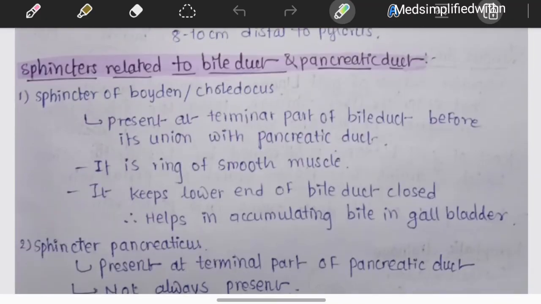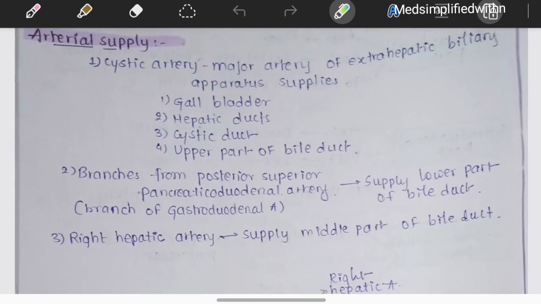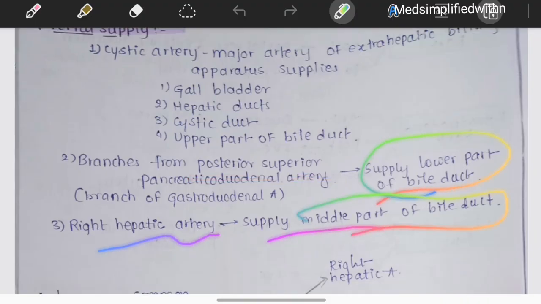Let's see about the arterial supply of the extrahepatic biliary apparatus. The cystic artery branches from the posterior superior pancreatico-duodenal artery, that is a branch of the gastroduodenal artery, and the right hepatic artery. These three arteries supply the gallbladder, hepatic duct, cystic duct, and upper part of the bile duct. Branches from the posterior superior pancreatico-duodenal artery supply the lower part of the bile duct, and the right hepatic artery supplies the middle part of the bile duct.